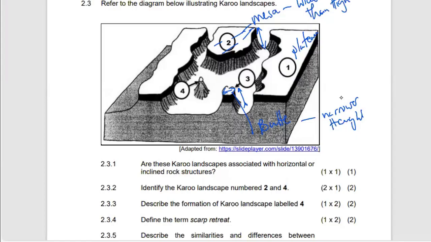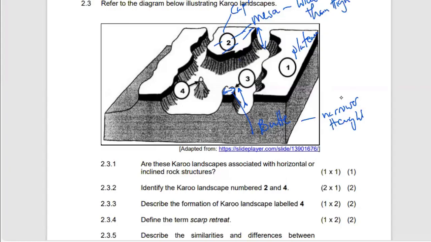And also mind, this is what we call the cap rock. The hard and resistant rock on top of this landform is called the cap rock, and it is the one that sustains the softer rocks underneath. Because there's a protective layer on top, the softer rocks are protected from being eroded. That is why they sustain. However, with time and with the process of backwasting, with the process of scarp retreat, the cap rock will gradually be weathered and eroded.